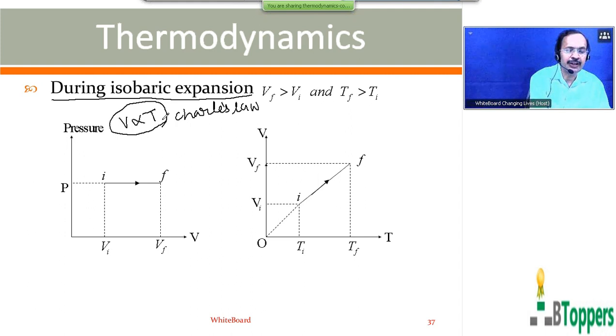So when volume increases at constant pressure, temperature also increases. So final temperature is more than the initial temperature, which implies that internal energy of the gas in the final state is more than internal energy of the gas in the initial state. That means internal energy of a fixed mass of an ideal gas increases in isobaric expansion.